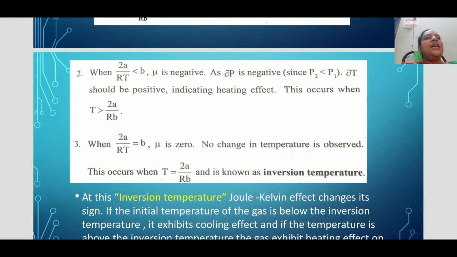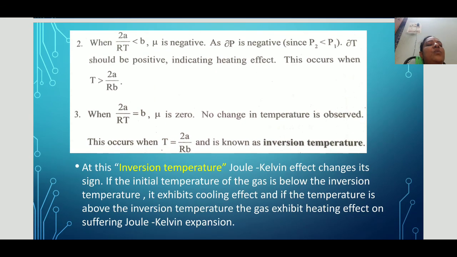This inversion temperature plays a key role in the JK effect. If the initial temperature of the gas is below the inversion temperature, it shows a cooling effect. If the temperature is above the inversion temperature, the gas exhibits a heating effect. This is the main important thing you have to remember. This is about the JK effect. This is today's class.